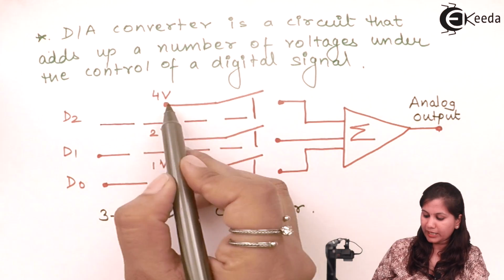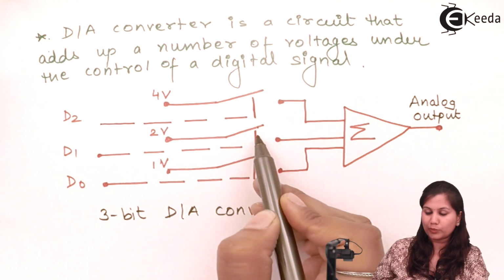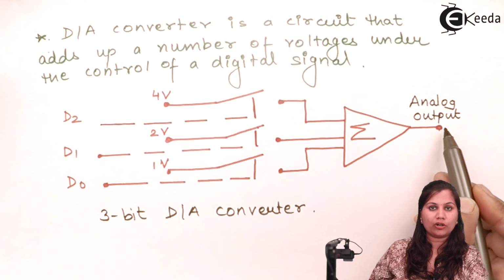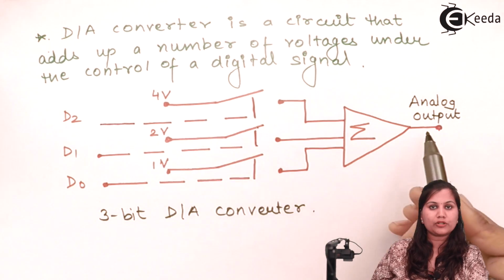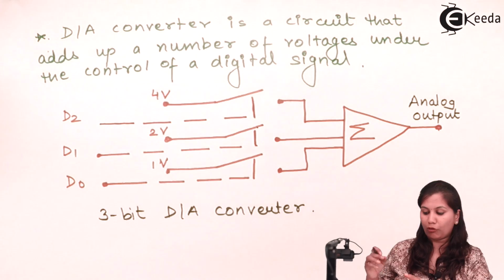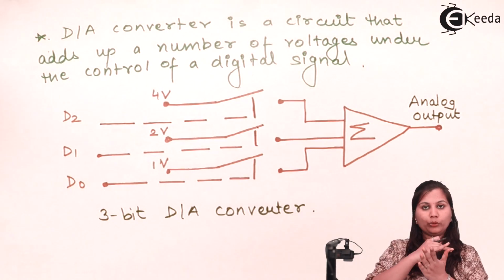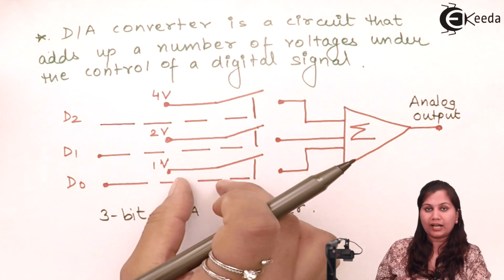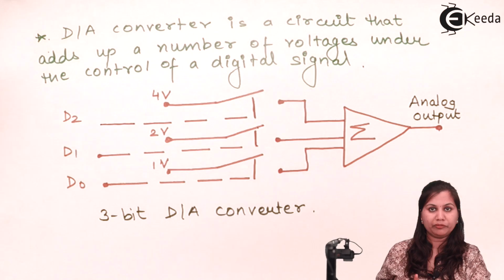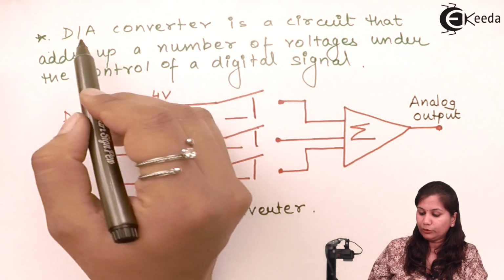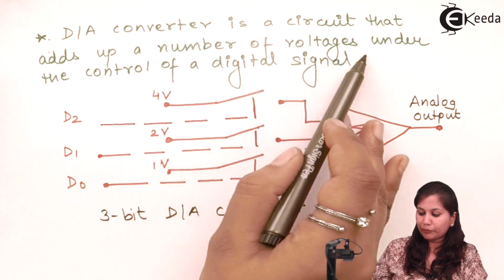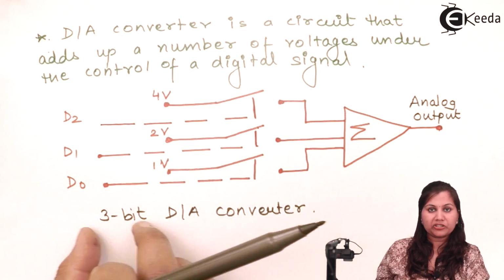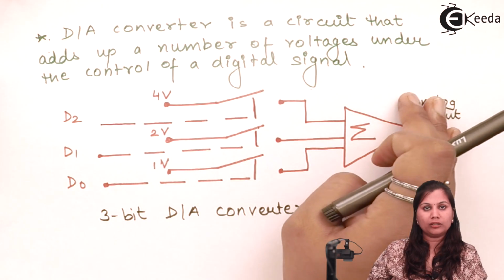Suppose that 4 volts and 2 volts, these two switches are closed, so 4 and 2 will be added and we will get an analog output which is 4 plus 2, that is 6 volts. These two are summed up and together we will get 6 volts of output. Suppose that 4 and 1 are added, then we get 5 volts of output. So what the D2A converter does is add up a number of voltages under the control of a digital signal. According to the digital input, we are getting the analog output.